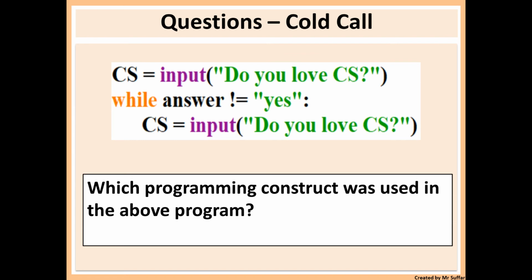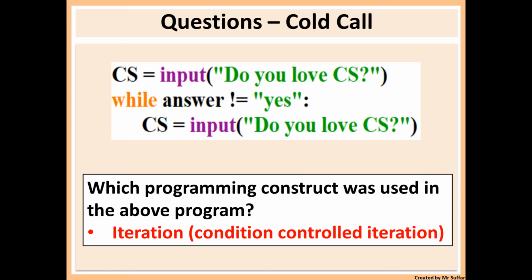Here we have another one. It says which programming construct was used in the above program. Line 1 is just a normal input. Because it's a normal input, that's just a sequence. But in line 2, there is iteration because there is a loop. So this one contains a sequence and iteration as well.